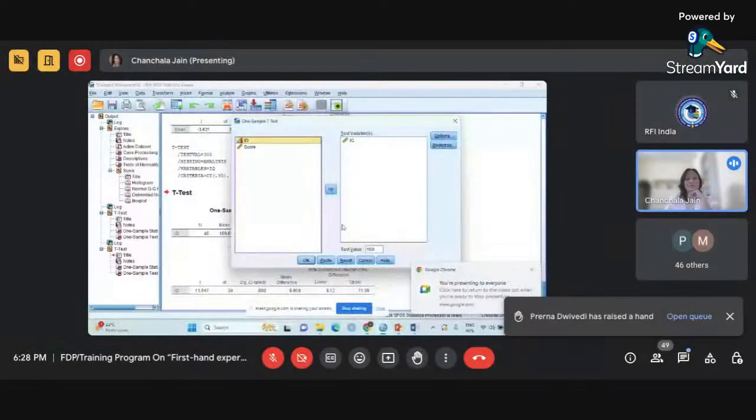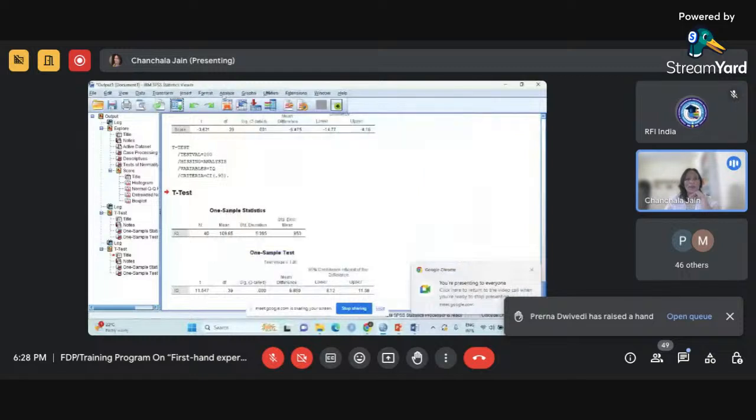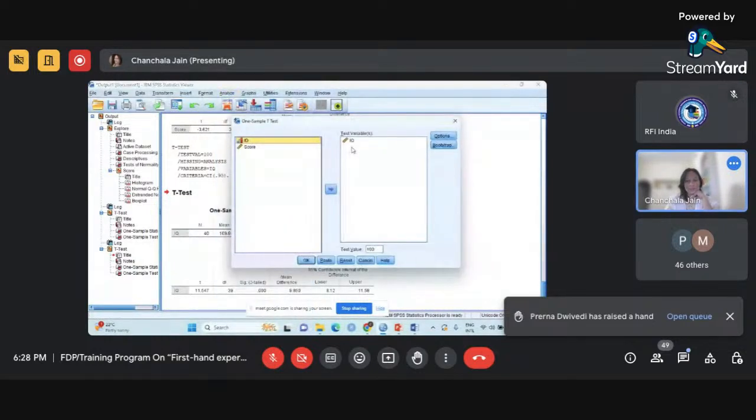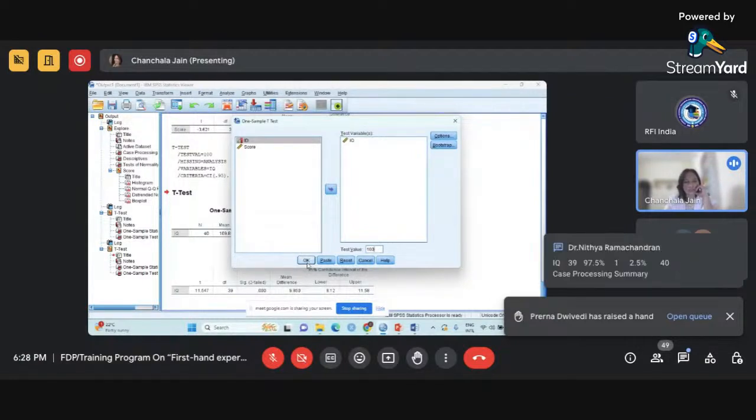Again, I'm repeating. Analyze, Compare Means, One Sample t-test. Here you need to shift your test variable from the left box to the right box using the arrow, and you need to type the test value here. That's all you need to do here, and press the OK button to get the output. So is it fine, sir?